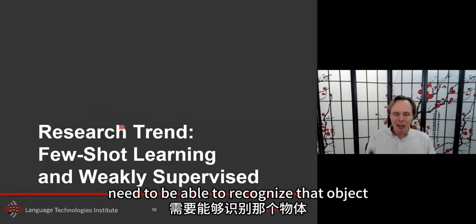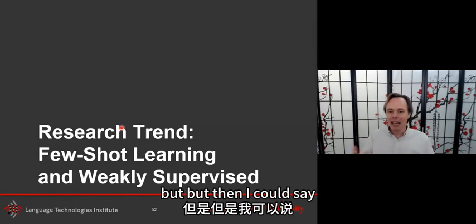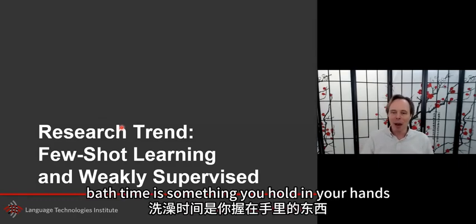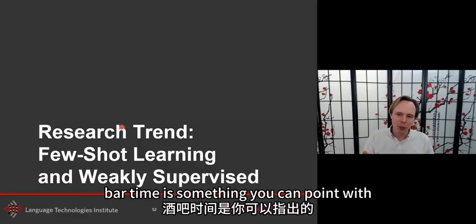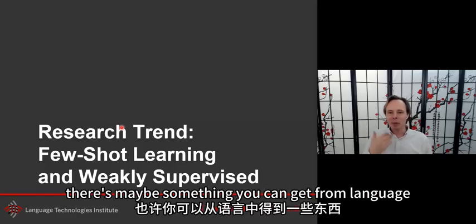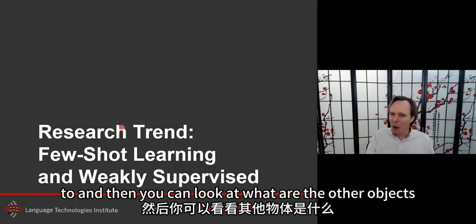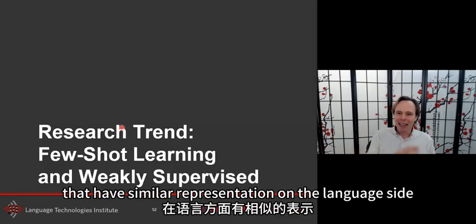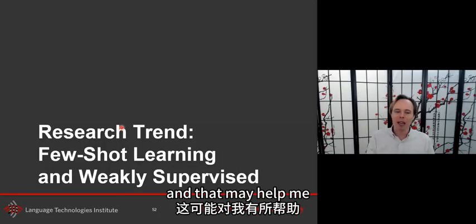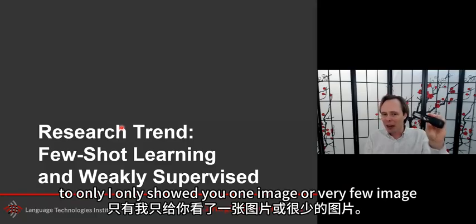recognize that object. But then I could say, Bartam is something you hold in your hands. Bartam is something you can point with. There's maybe something you can get from language that will help you, and then you can look at what are the other objects that have similar representation on the language side, and that may help me when I only showed you one image or very few images or no image.